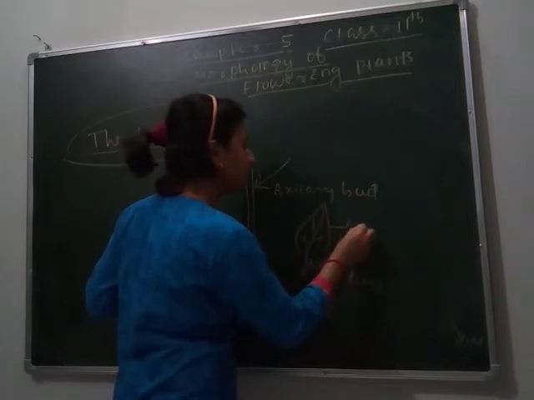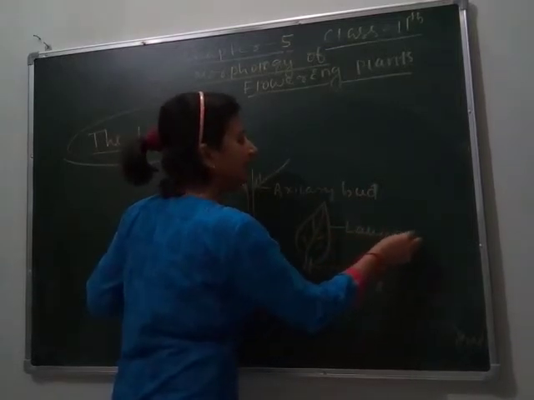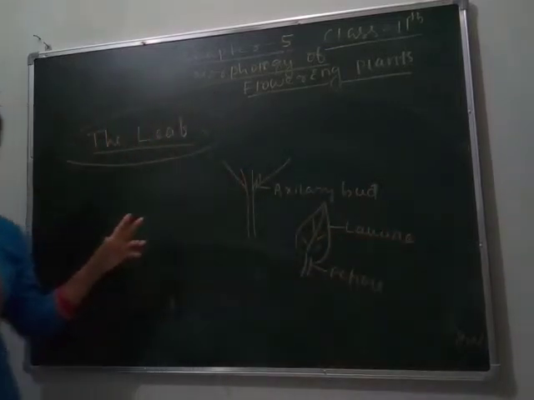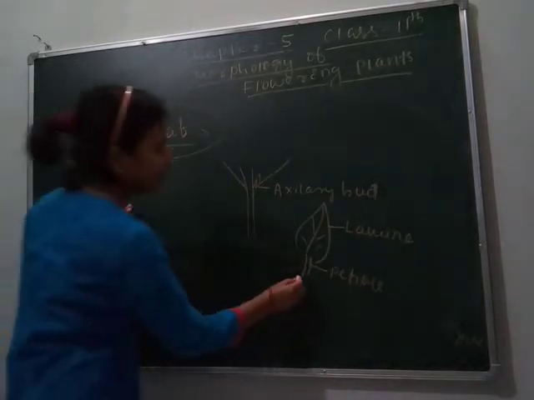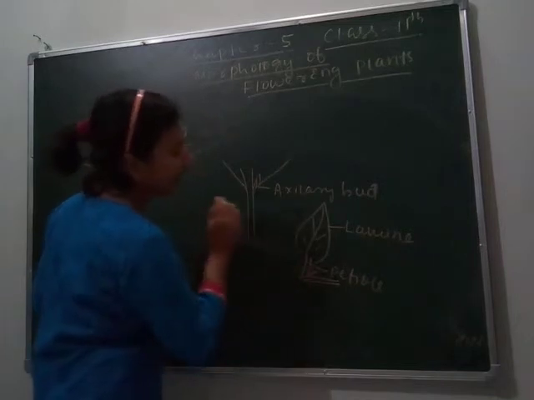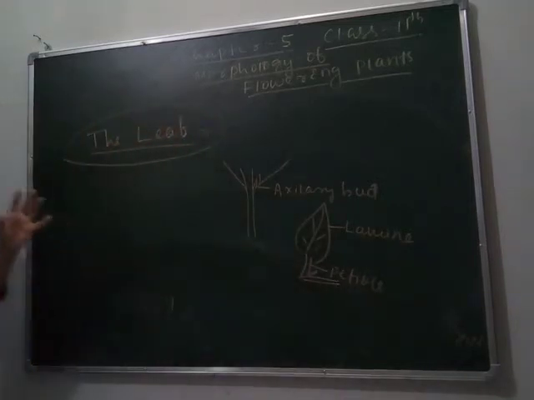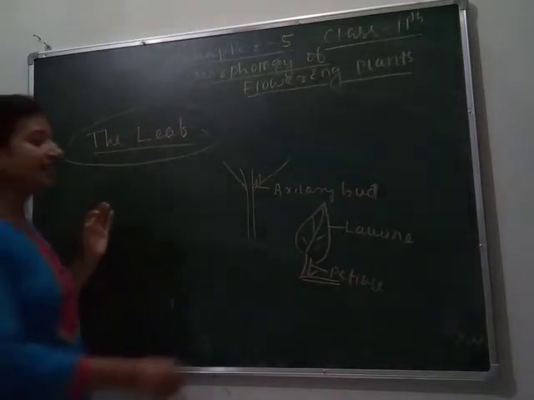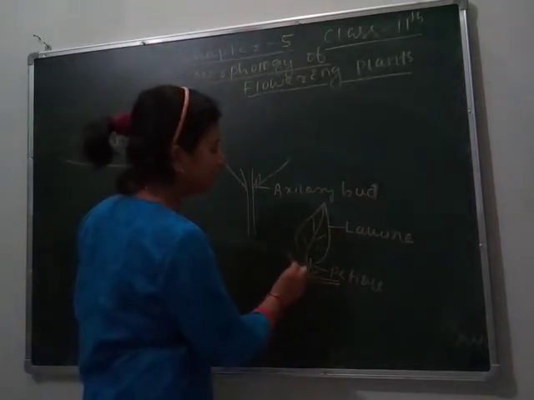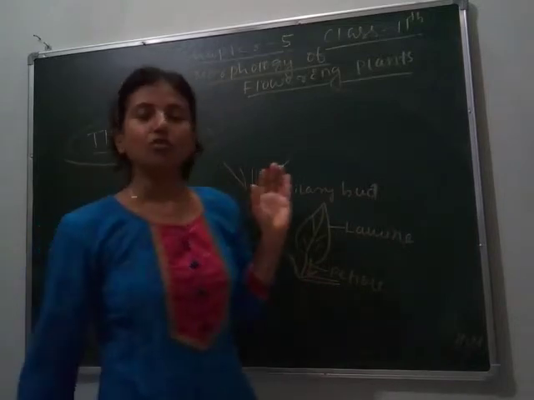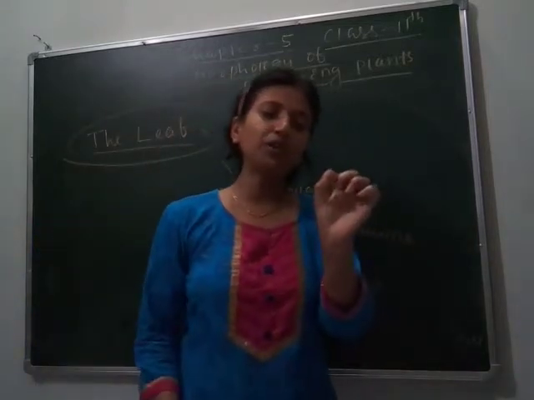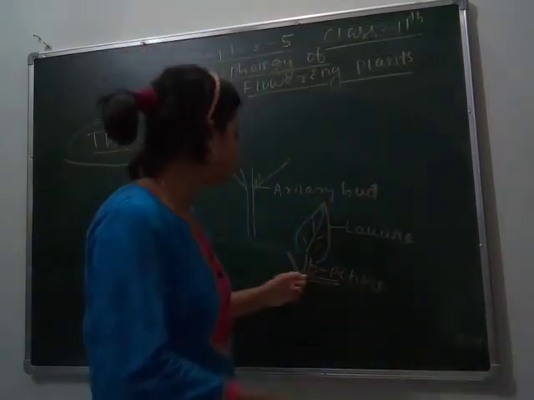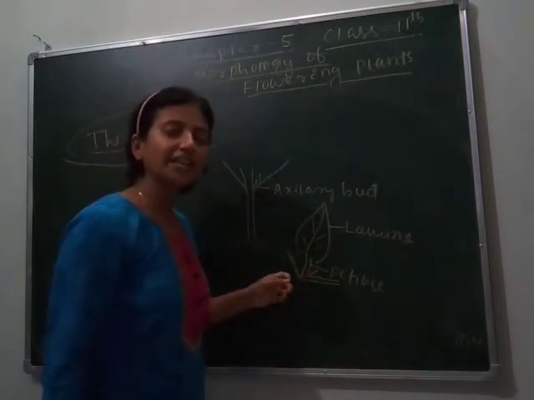This part is called the lamina, and this part is called the petiole. Here is the axillary bud. So you can see the leaf and its parts. What is the axillary bud? Then here the stipule arises. The stipule is a small leaf-like structure present at the base of the leaf.